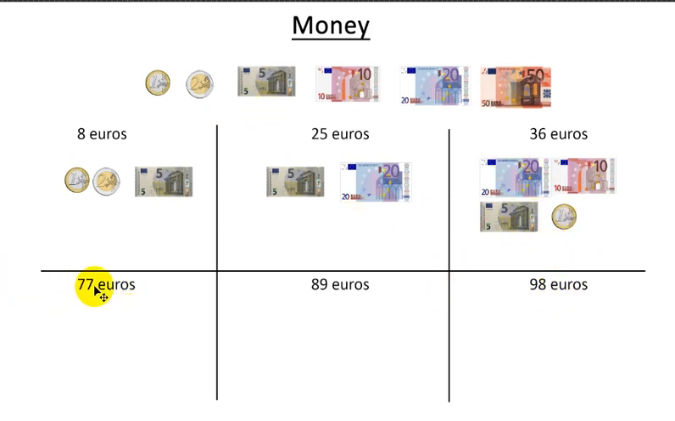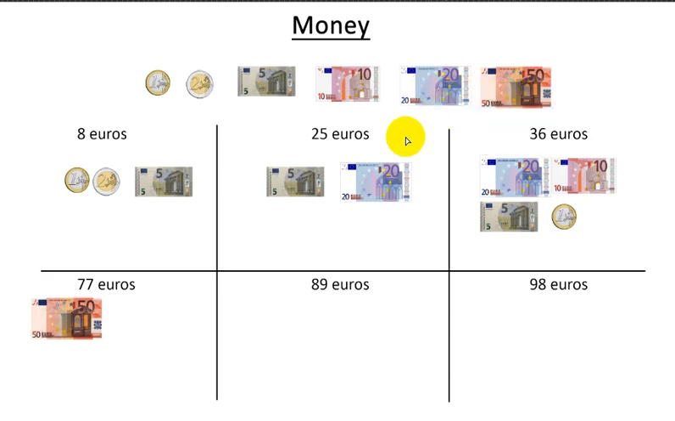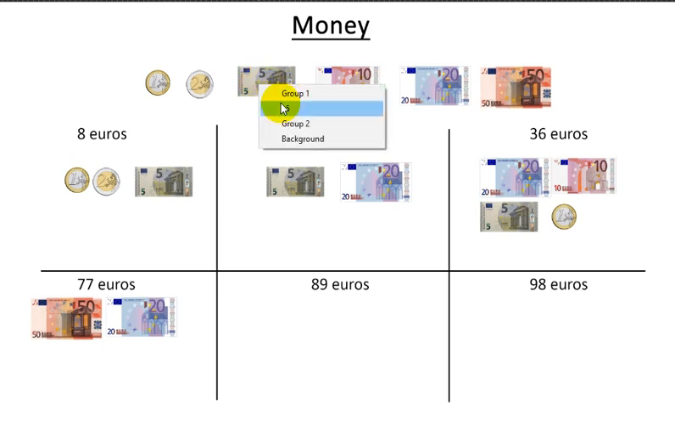Let's move on. 75. I want to make 75 euros. Can I use the 50? Yes, I can. 50 is less than 75, so I can use it. Then, can I use another 50? No, because that gets me to 100. Can I use 20 then? Yes. 50 and 20 makes 70. Okay, so I need another 5. Let's think 5. No, not this, not this. Okay, we can put in a 5.